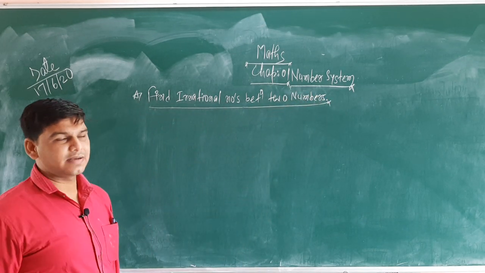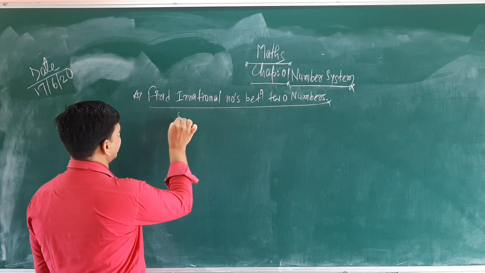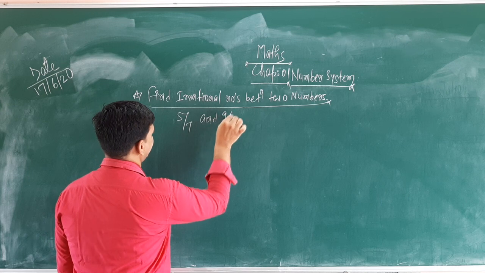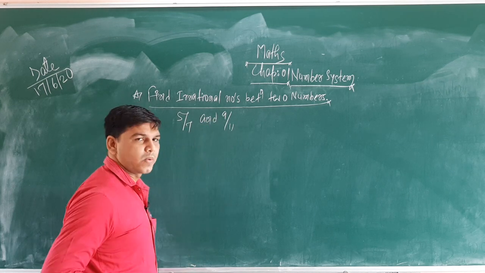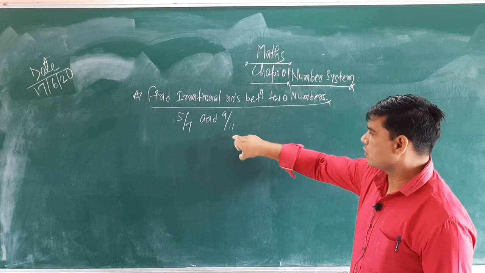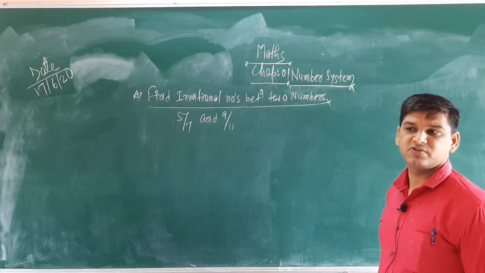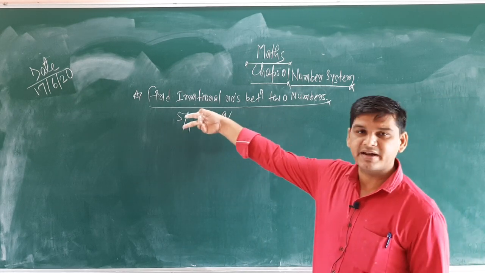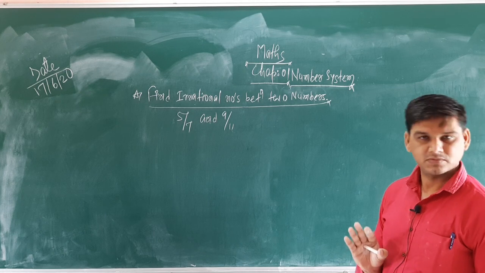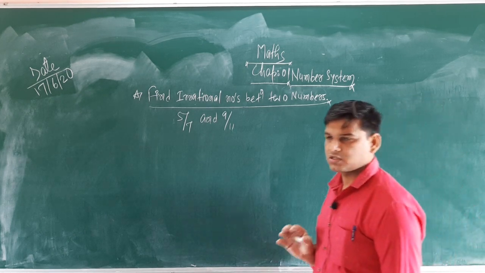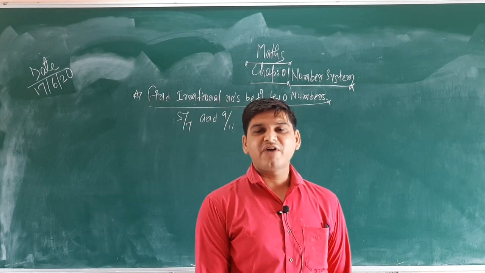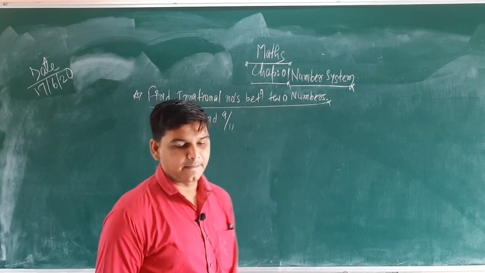So let us take one example. One number is 5 by 7 and the other number is 9 by 11. If we want to find irrational numbers between the two numbers given in the form of numerator and denominator, we always have to use the long division method. So first of all we have to divide 5 by 7 using the long division method.